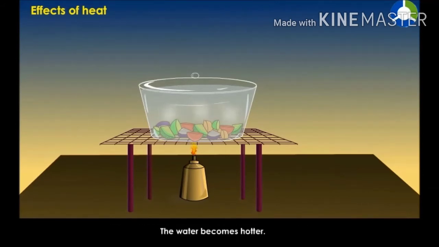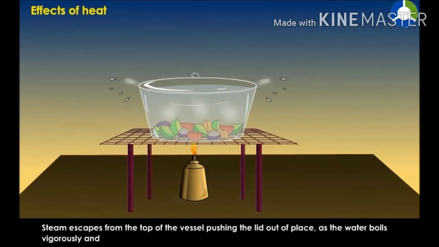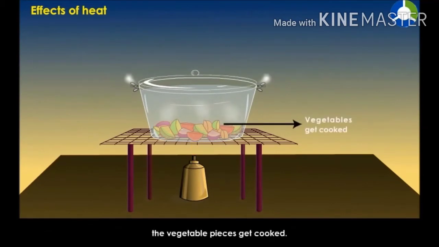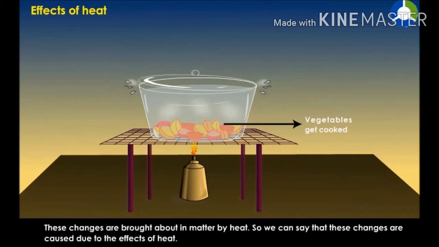The water becomes hotter. Water begins to overflow. Steam escapes from the top of the vessel, pushing the lid out of place as the water boils vigorously, and the vegetable pieces get cooked. These changes are brought about in matter by heat. So we can say that these changes are caused due to the effects of heat.